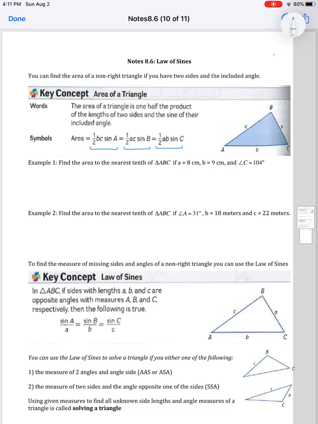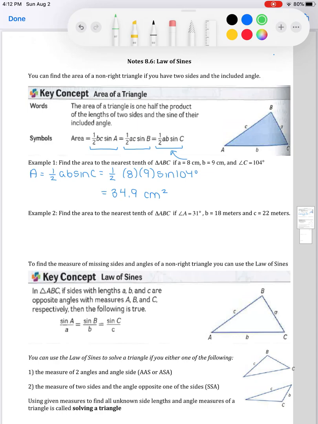So in the first one, where it says find the area to the nearest tenth of triangle ABC if little a is 8, little b is 9, and angle C is 104. Well, if you have little a, little b, and angle C, you're using this one right here. So the area is 1/2 ab sine C, and you're just going to plug everything in. So 1/2, little a is 8, little b is 9, and we have the sine of 104 degrees. And you go right to the calculator. So you're going to do 0.5 times 8 times 9 times the sine of 104, and you get 34.9, and it's centimeters squared because it's area, so you have to square the units.